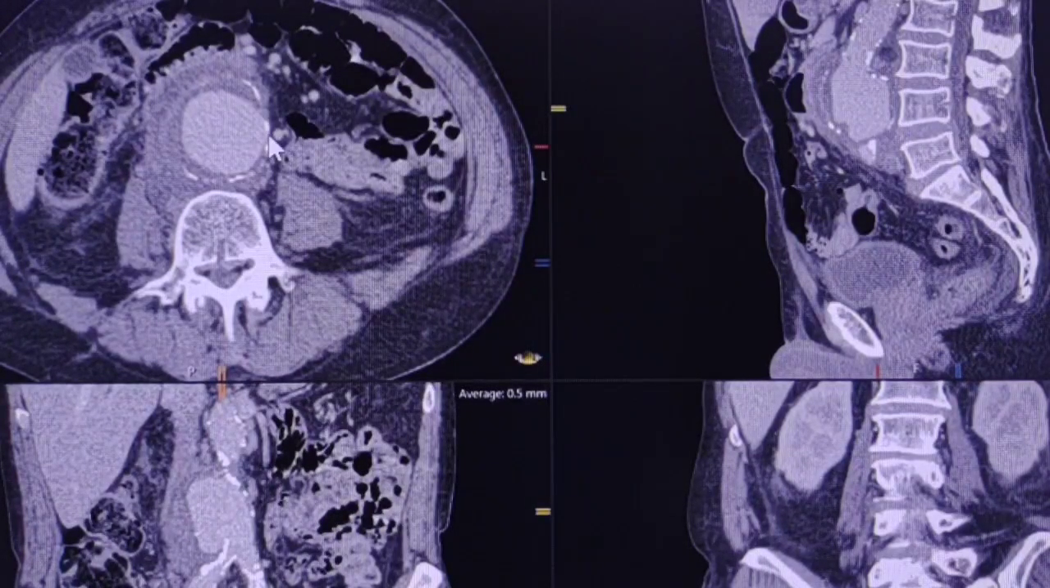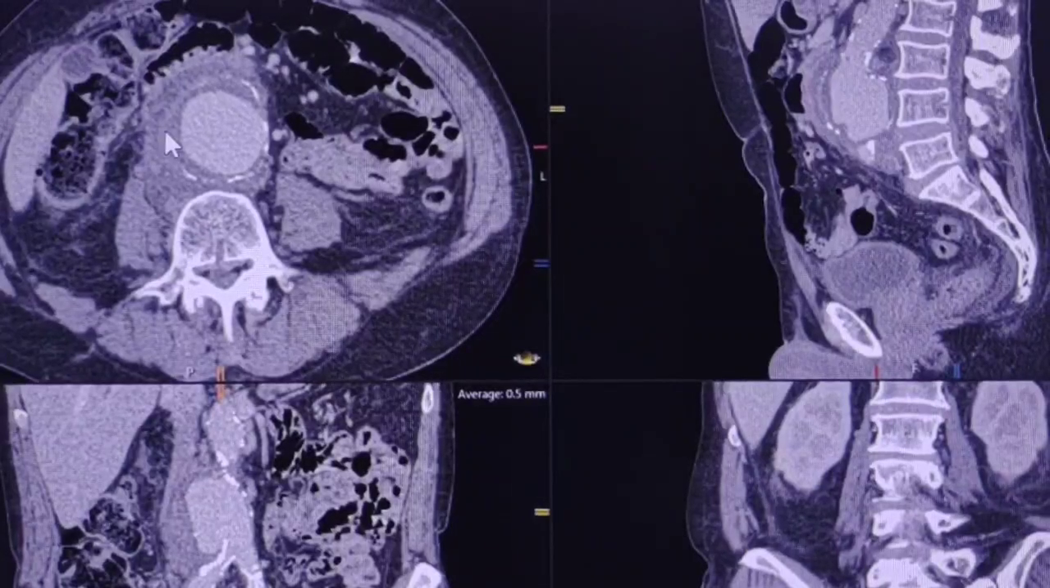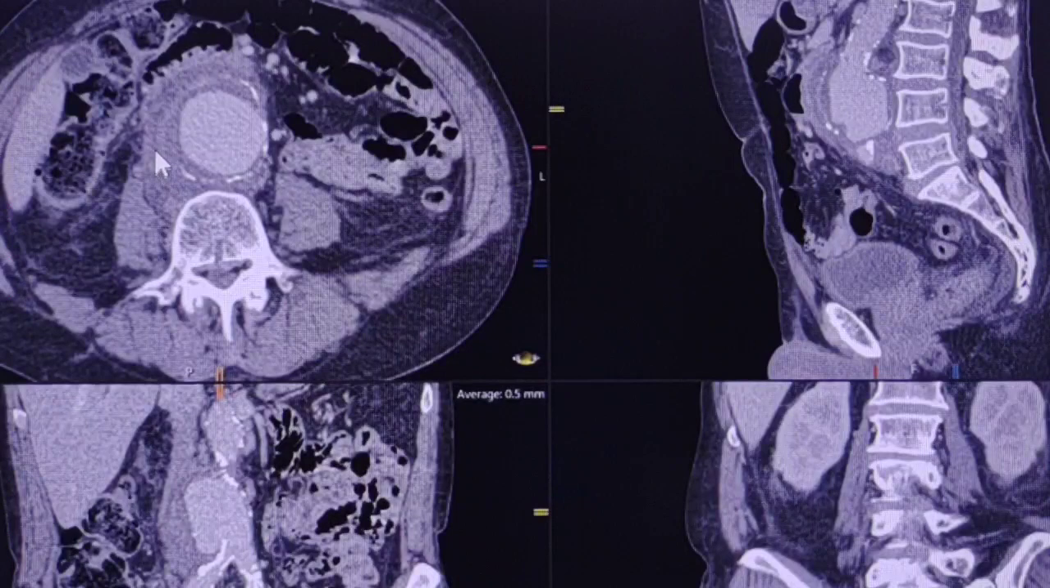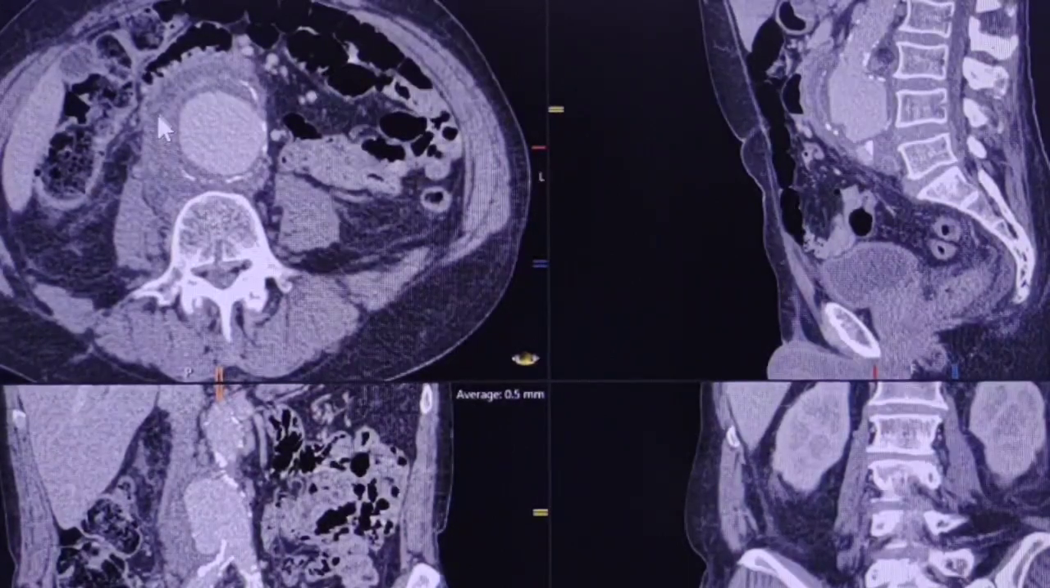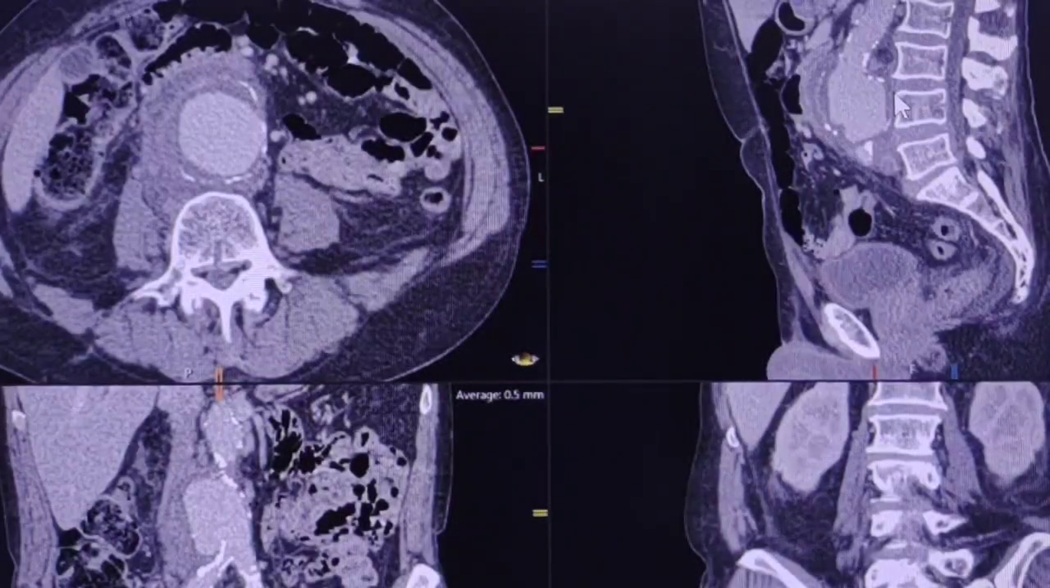The findings: there is a large infrarenal abdominal aortic aneurysm with significant mural changes. There is edema, mural edema, thickening, and there is some hyperenhancement in these regions. And of course, there is fluid surrounding the abdominal aortic aneurysm.